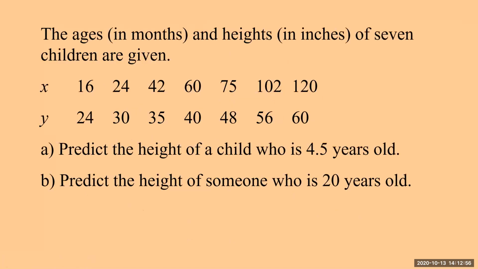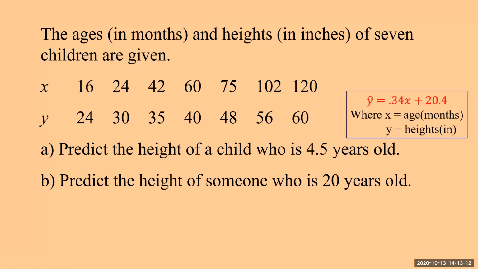So using that same information, let's predict. The whole point of a least squares regression line is that I can predict future values. This is the same data set from the least squares regression line we just found. Predict the height of a child who is 4.5 years old. Well, again, our predicted equation is 0.34x plus 20.4. Now notice it asks for 4.5 years. Notice that my equation gives the age in months. So how many months is 4.5 years? Multiply it by 12, right? So we're plugging in 54 into our predicted equation.